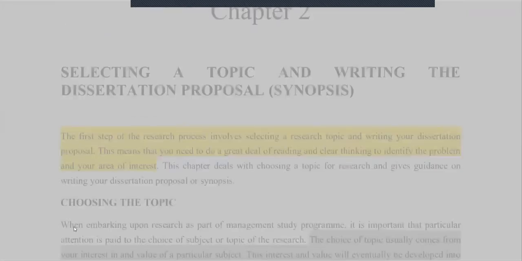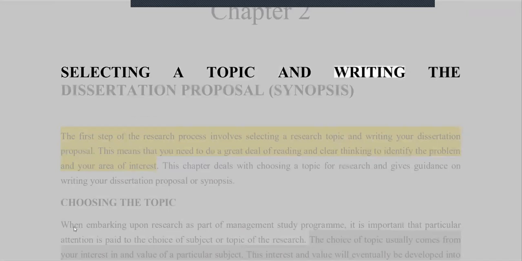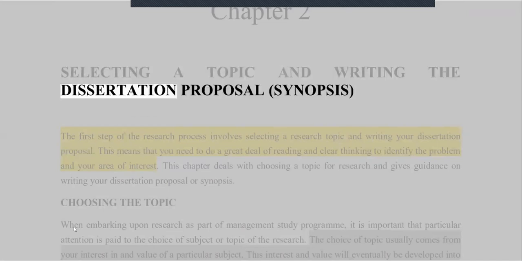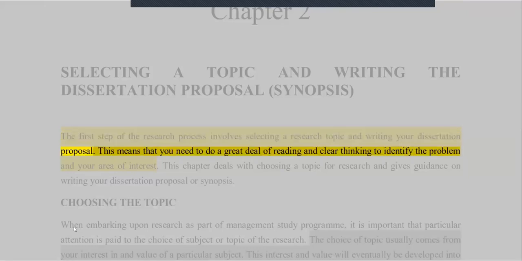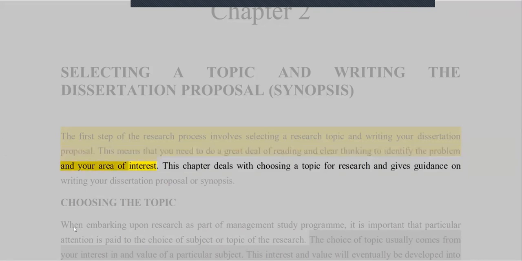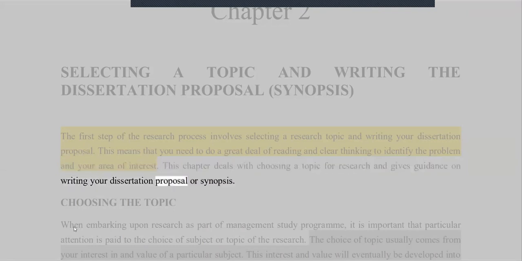Chapter 2. Selecting a topic and writing the dissertation proposal synopsis. The first step of the research process involves selecting a research topic and writing your dissertation proposal. This means that you need to do a great deal of reading and clear thinking to identify the problem and your area of interest. This chapter deals with choosing a topic for research and gives guidance on writing your dissertation proposal or synopsis. Choosing the topic.